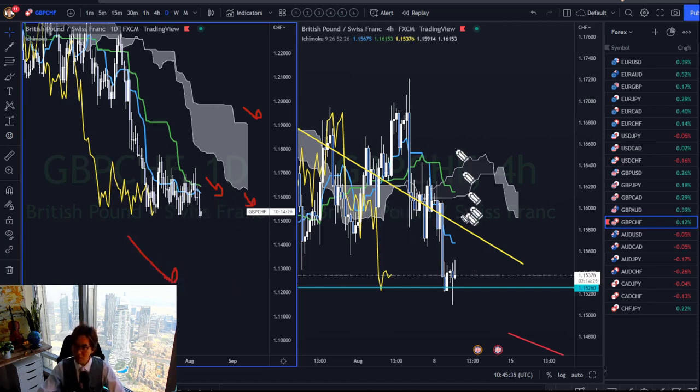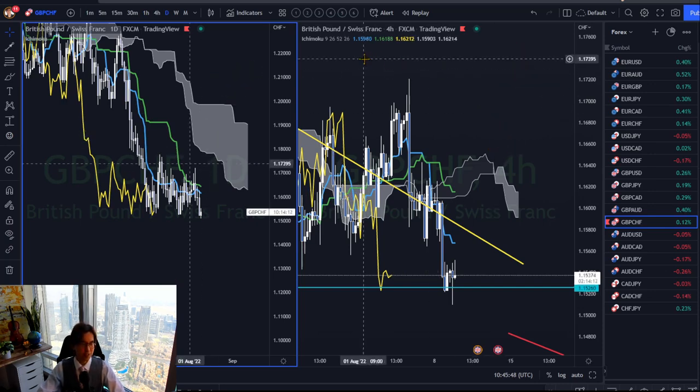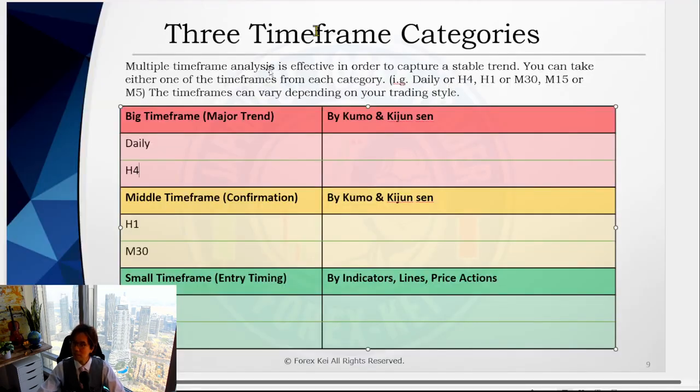But if you look at the 4 hour chart, this is now flat. You see Kumo flat, Kijun Sen flat. So in this case, I take the daily, but not the 4 hour. So that's what I do first when I screen charts. So that's this slide. In that example, I take the daily.